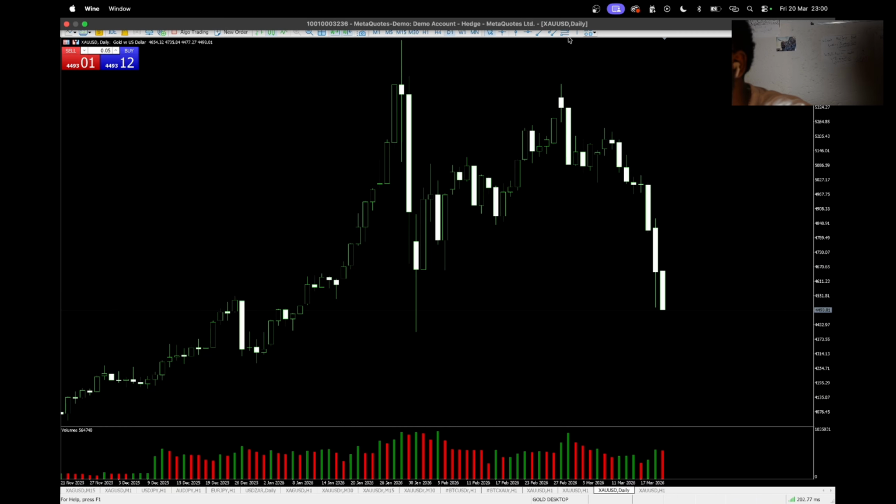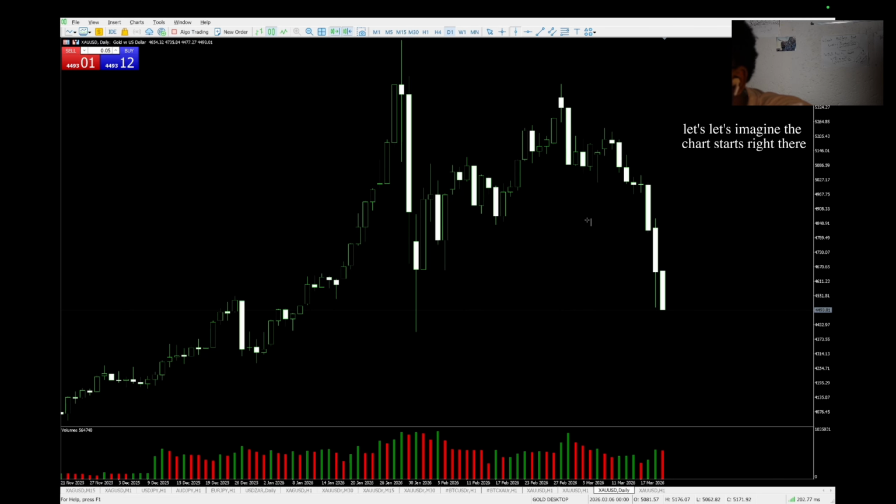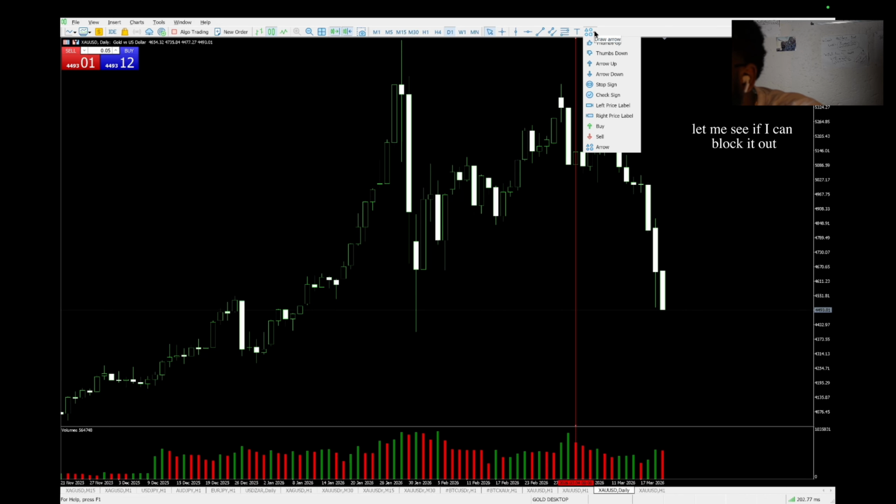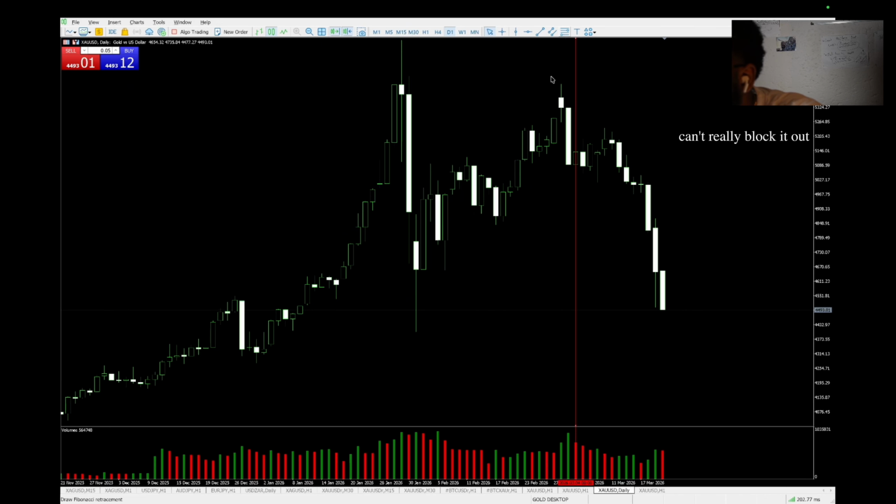Okay. So let's start from here. Let's imagine the chart starts right there. All these pieces aren't there. Right? This is not here yet. Let me see if I can block it out. Can't really block it out. So now we start with these levels. Price comes down, goes up. We know gold has been going up for a long time.